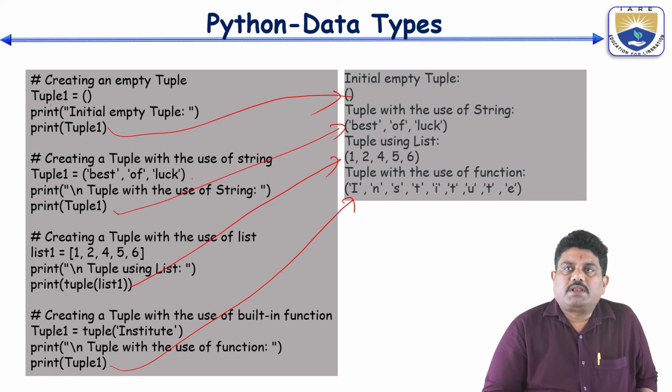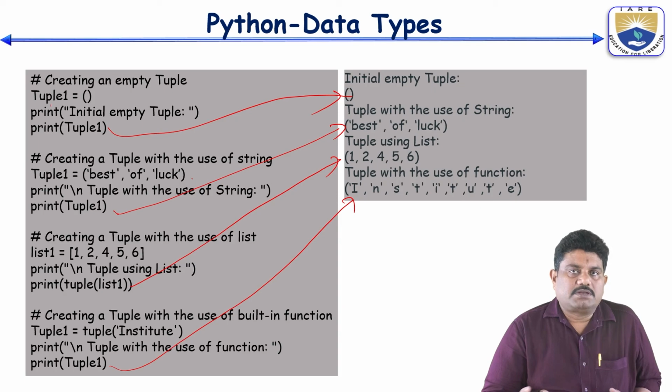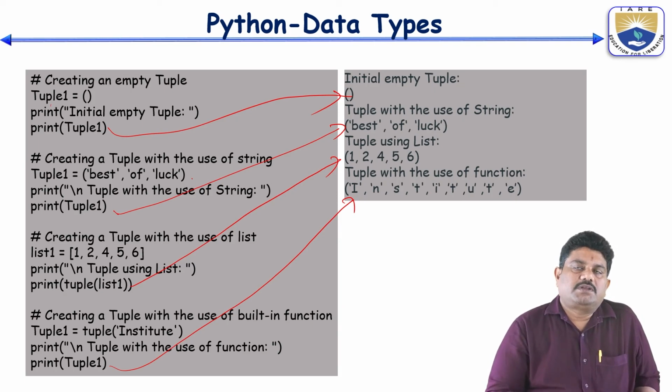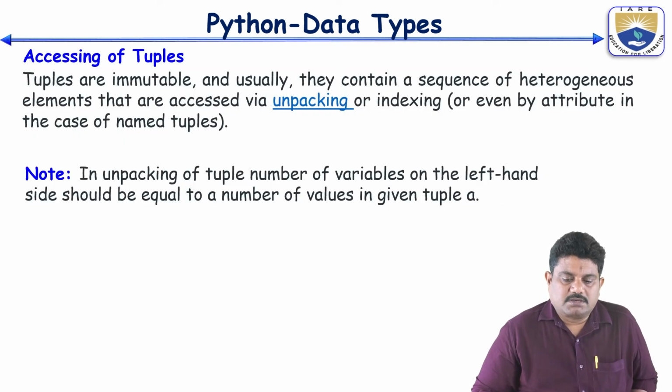So this seems to be like a list, but then what is the difference? Lists are mutable, tuples are immutable. That is the difference. What is the meaning of mutable and immutable? After creating a list, if you want, you can change the list values, but in tuples it is not possible. Accessing tuples is just like lists and strings, by using the index values.